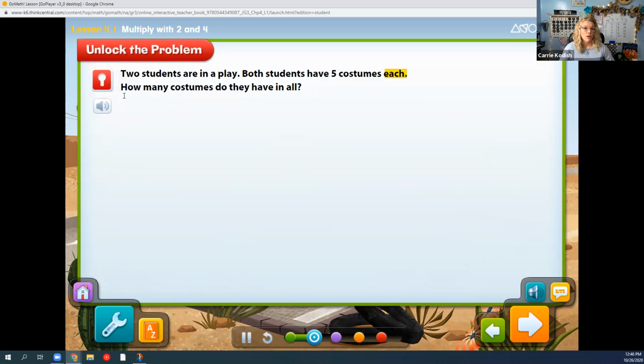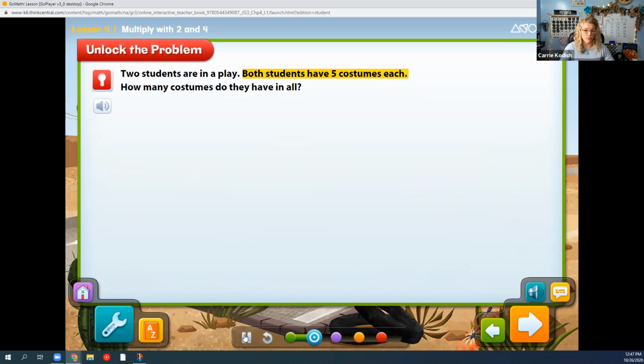Okay. What does the word each tell you? It means that both of the students. Okay, just a second. 2 students are in a play. Both students have 5 costumes each. How many students would be both? What does both mean? What's the number for both? If there's both, both my hands have rings on them. How many is both? There's 2. 2, yes. Okay. Both students have 5 costumes each. How many costumes do they have in all? So both meaning 2. So here's a 2's times table.